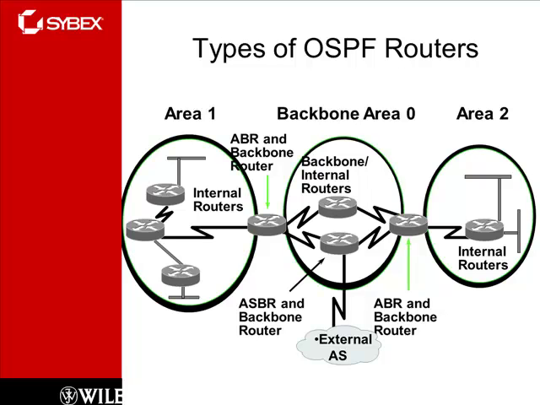The ASBR goes from a backbone to internal routers, and this one goes to internal routers. The ASBR actually goes to different protocols. It might go to your ISP. Autonomous system border routers, and the backbone.